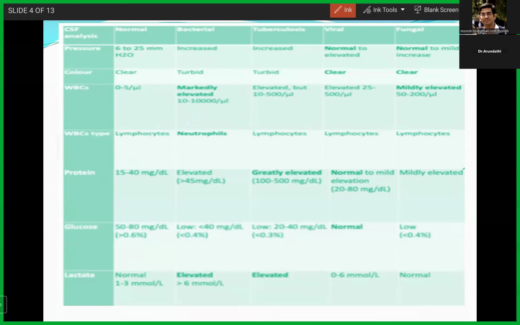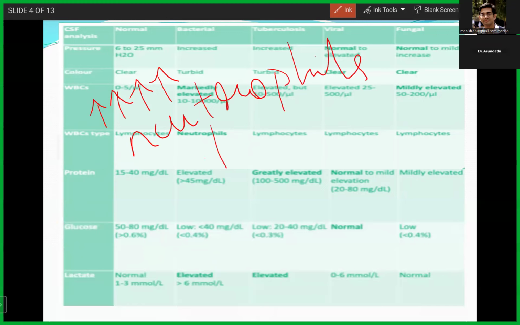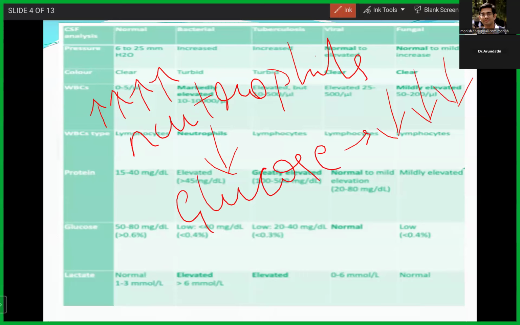So what two things do you remember in case of bacterial meningitis? Your WBC counts are increased to a greater extent, where the main cell type is neutrophils, and obviously these neutrophils, to live and thrive, require glucose, and once they start consuming glucose, the glucose is drastically decreased.